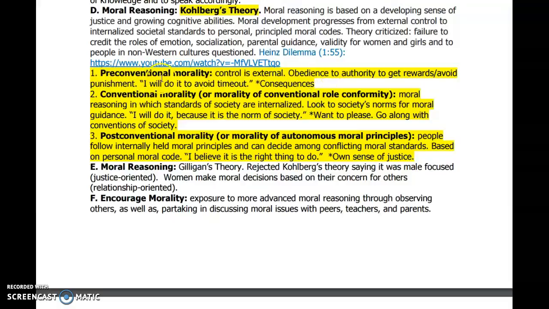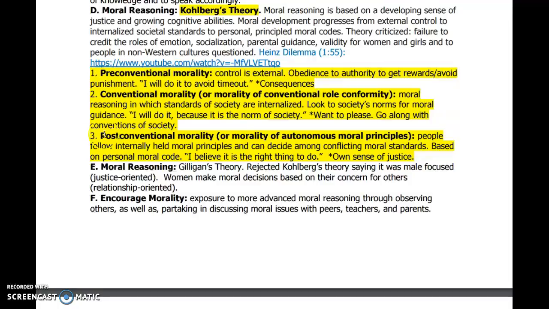And then you have pre-conventional, and then you have conventional. This is more like preschoolers. This is more like school age children. And now, when you get to the conventional, children are making decisions based on really wanting to please. So not just about trying to avoid getting a time out, but wanting to please, wanting to go along with the conventions or the norms of society.